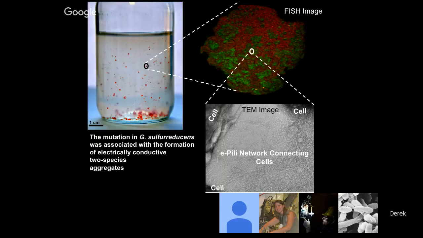And associated with that mutation and the growth of the co-culture was the formation of these large aggregates, sometimes a millimeter across. As shown on the left here, they're red because of the abundant c-type cytochromes in both Geobacter species. Here's a FISH image. It shows that basically the two organisms are about in equal abundance. When you look at this with transmission electron microscopy, you can see that between the cells there's this incredibly dense network of the pili of Geobacter, which we know are electrically conductive.